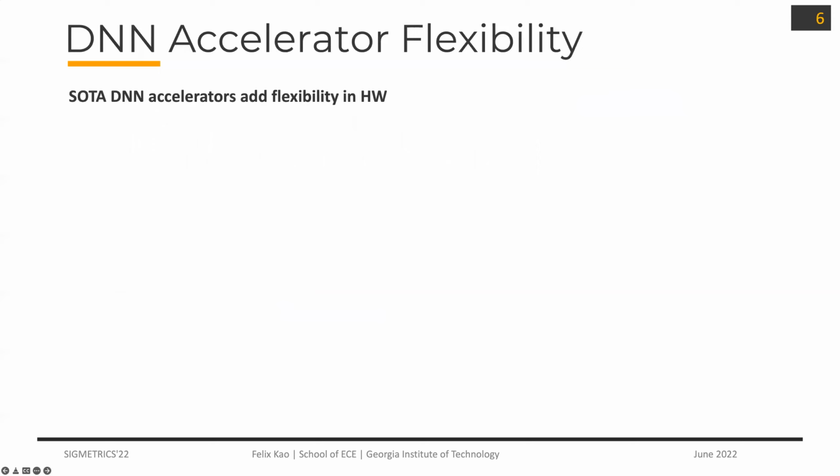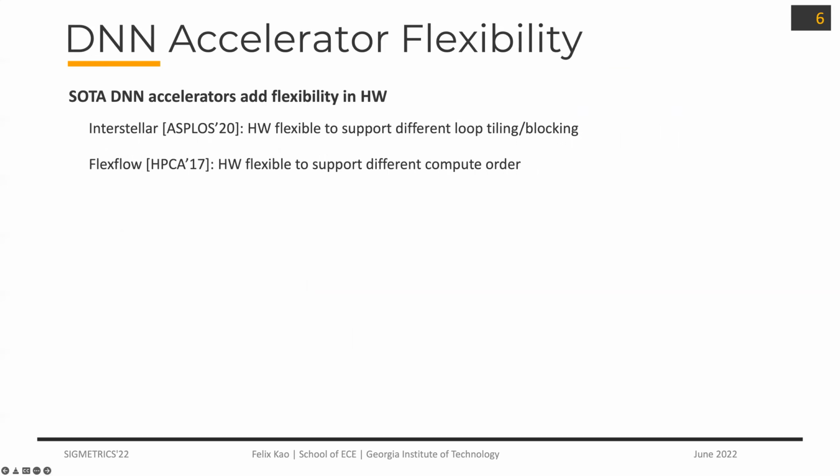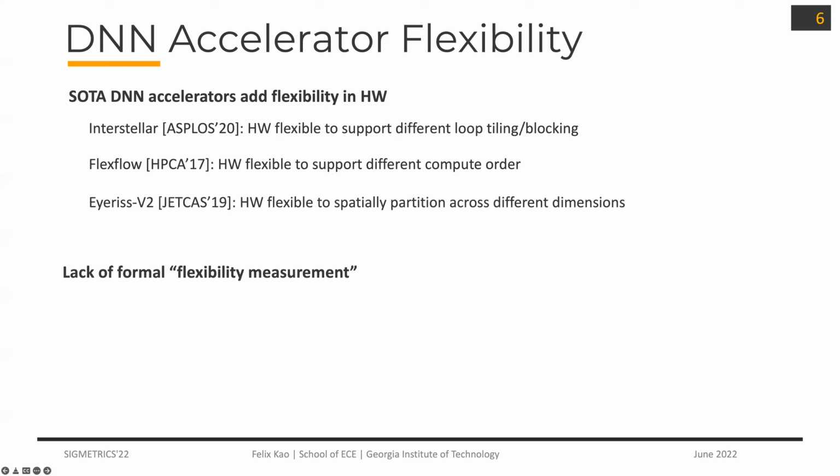Therefore, state-of-the-art DNN accelerators start to add flexibility in hardware. For example, Interstellar adds hardware flexibility to support different loop tiling or ordering. FlexFlow adds hardware flexibility to support different compute order. And for example, Eyeriss v2 also adds hardware flexibility to support spatial partitioning across different dimensions. So there are a lot of different DNN accelerators adding flexibility in different manners.